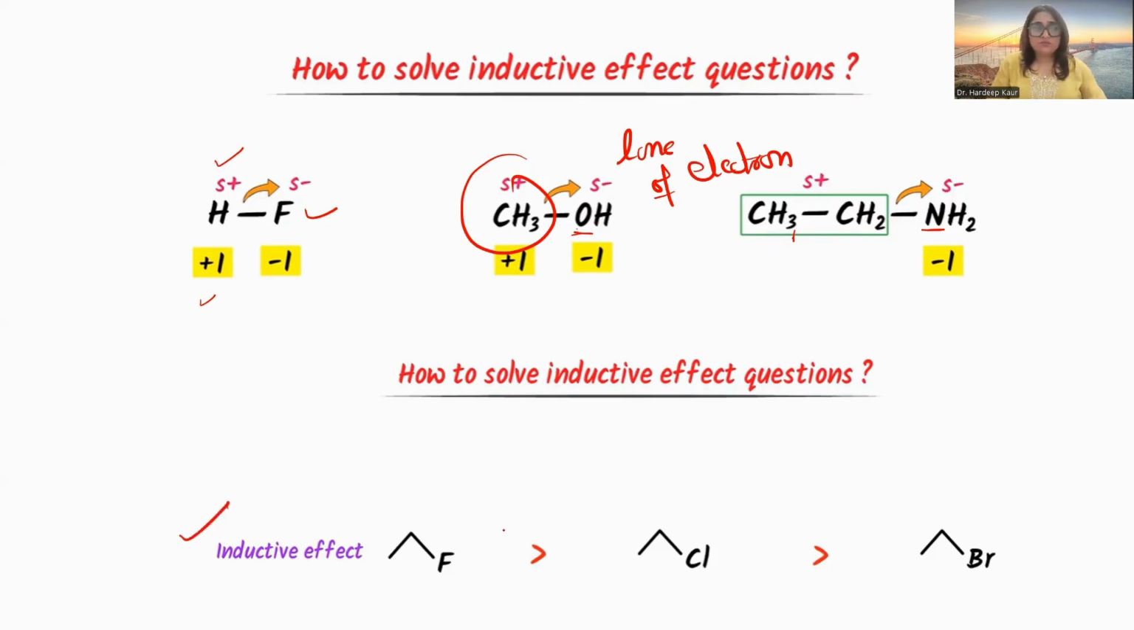Okay. So suppose you have this example that fluorine, chlorine, and bromine are there. Who is the most electronegative atom? Fluorine. So more electronegativity, more displacement of the electrons takes place, meaning more inductive effect in the case of fluorine, then chlorine, then bromine.